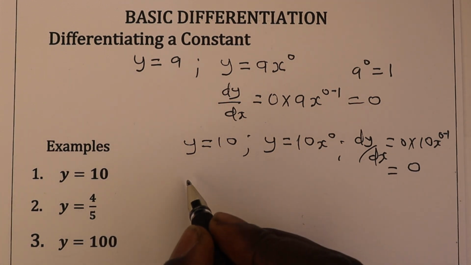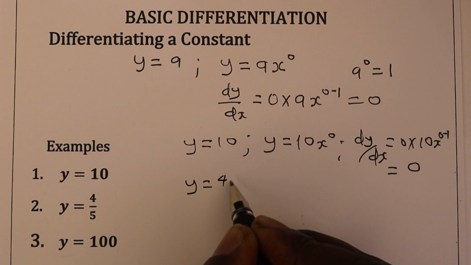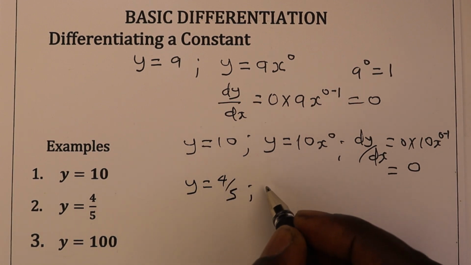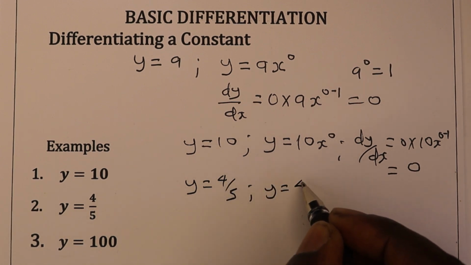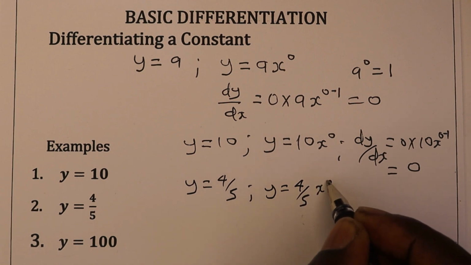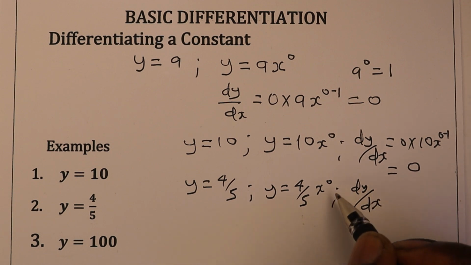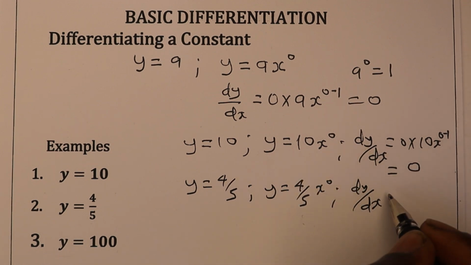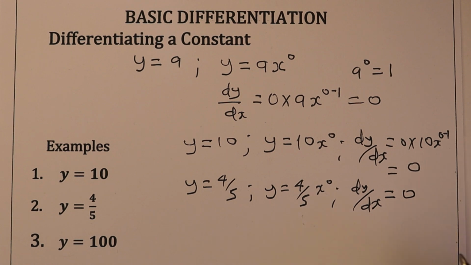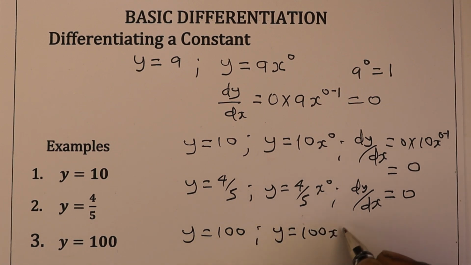For example 2, you have y is equal to 4 over 5. You write that as y is equal to 4 over 5 x to the power 0, so that when you get dy dx, you are going to multiply by the 0, and it means your answer is going to be 0. The same applies to number 3, y is equal to 100. You write it as y is equal to 100 x to the power 0, and you get dy dx to be equal to 0.